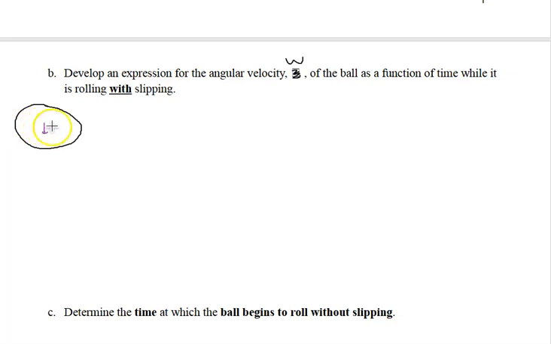So the weight isn't causing any torque because it is passing through the pivot. The normal force isn't causing any torque because it's passing through the pivot. But what is a little tricky is that kinetic friction is doing two things. It is slowing down the linear velocity, but it is also causing omega. And this is my lever arm R.